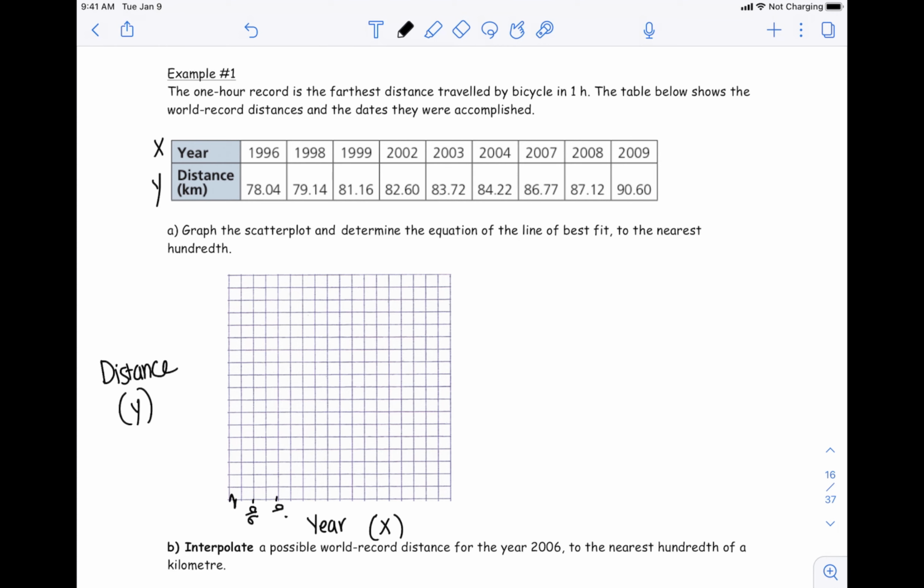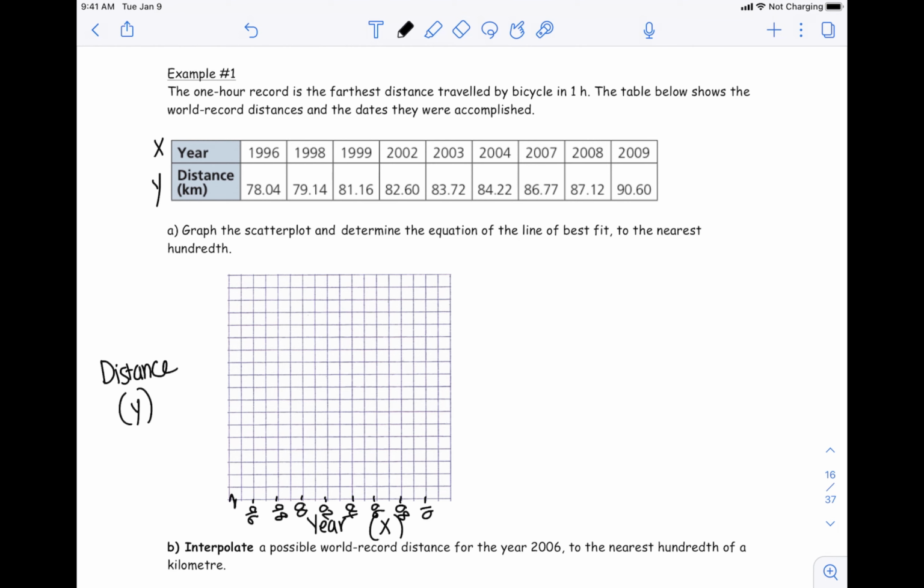Let's see if it works. 2000, 2002, 2004, 2006, 2008, and then 2010. So that's 1996, 1998, 2000, 2002, 2004, 2006, 2008, 2010.